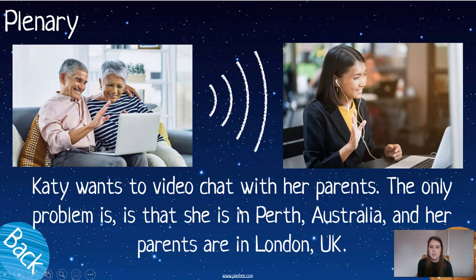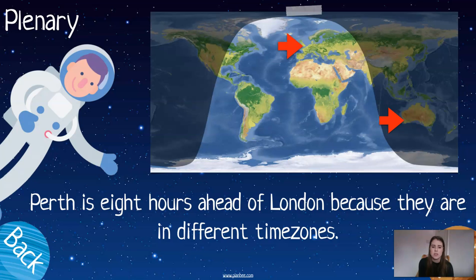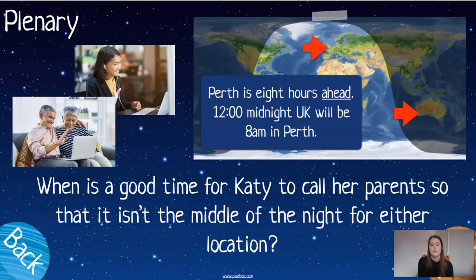Okay, so Katie wants to have a video chat with her parents. Now the only problem is that she's in Perth, which is in Australia. Her parents are here in London in the UK. Perth is 8 hours ahead of London because they are in a different time zone. Obviously because they are part of the east side of our map, they are going to be 8 hours ahead of us. So with Perth being 8 hours ahead, when it's 12 o'clock midnight in the UK, it'll be 8 a.m. in Perth.